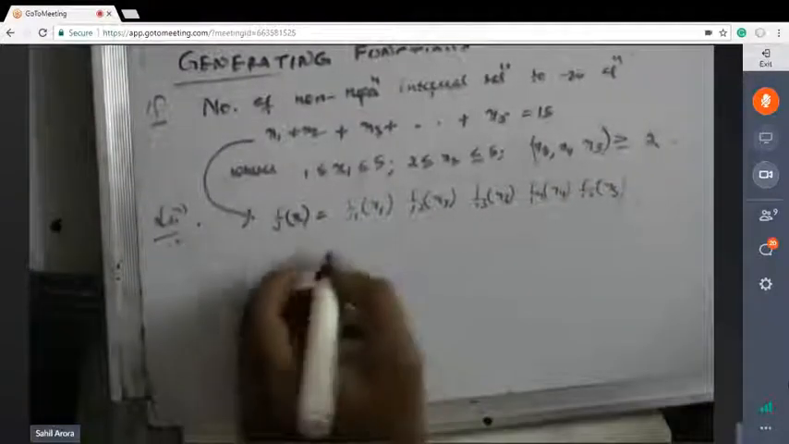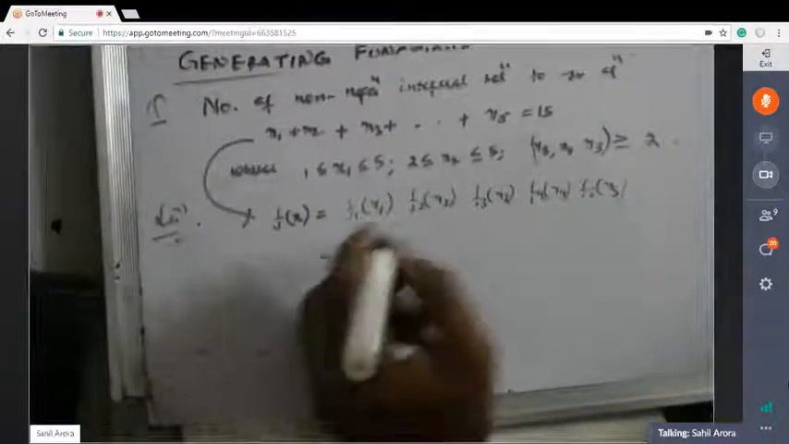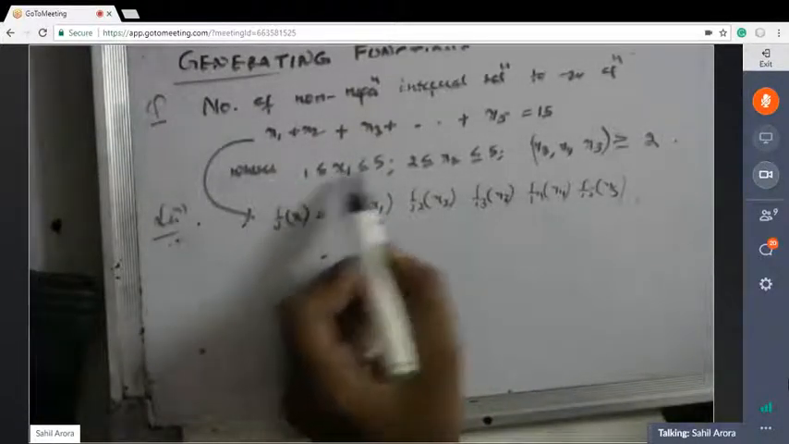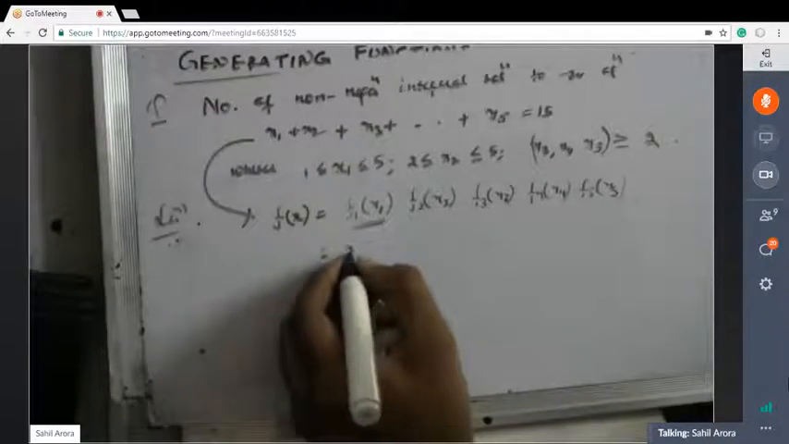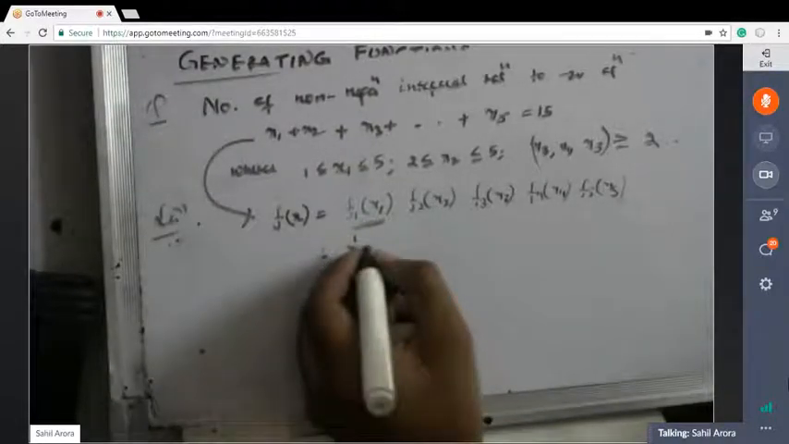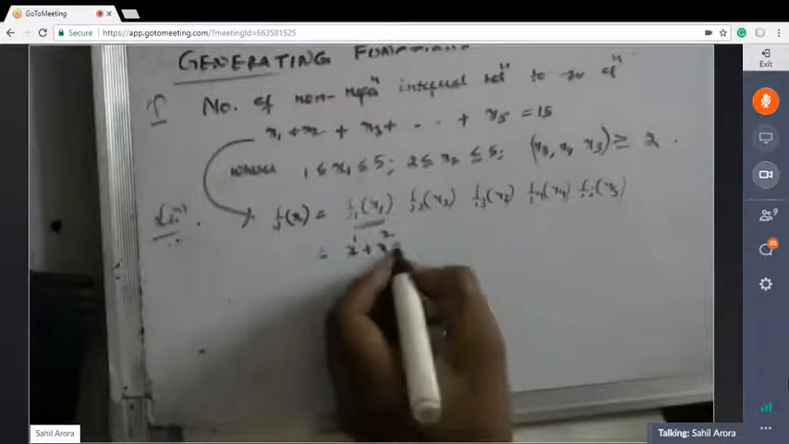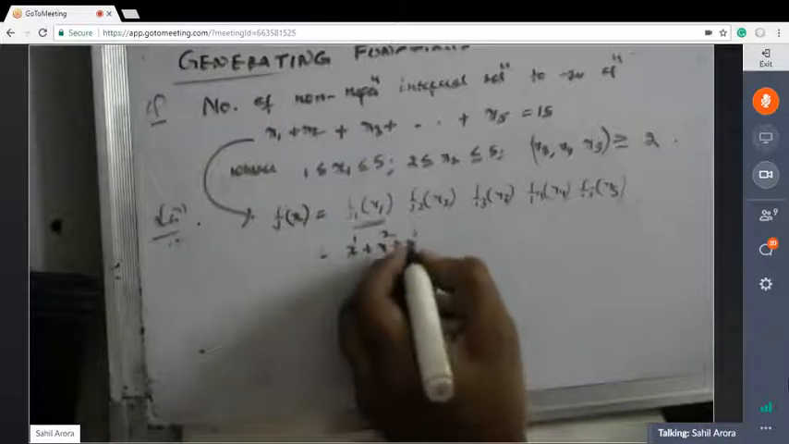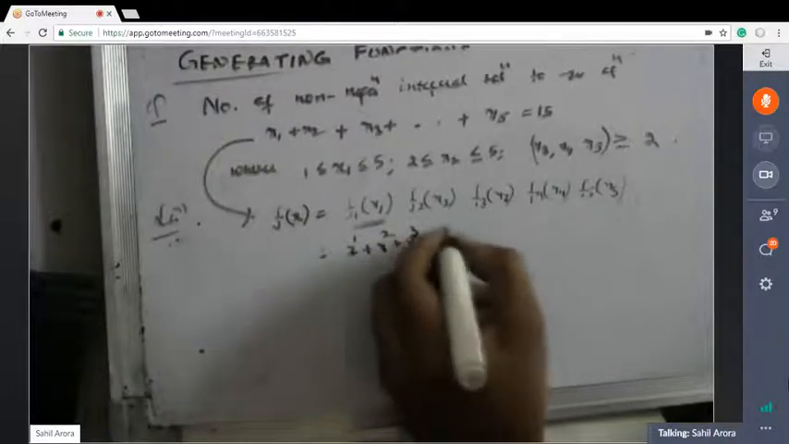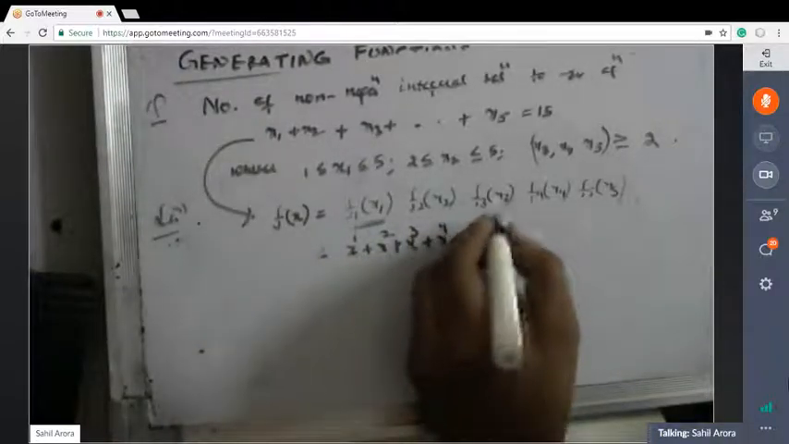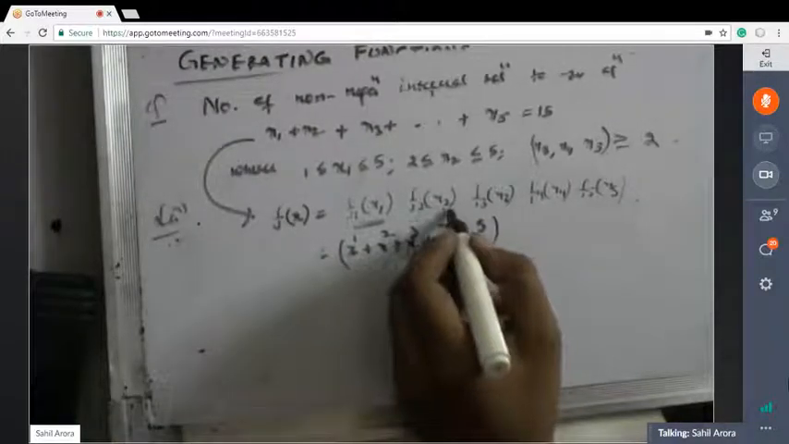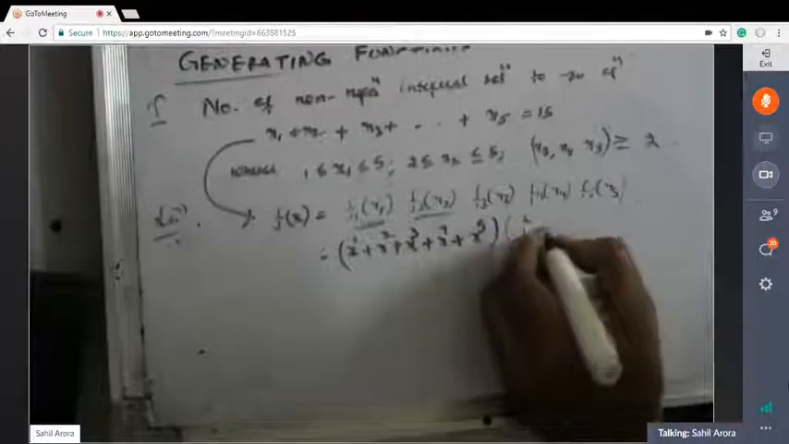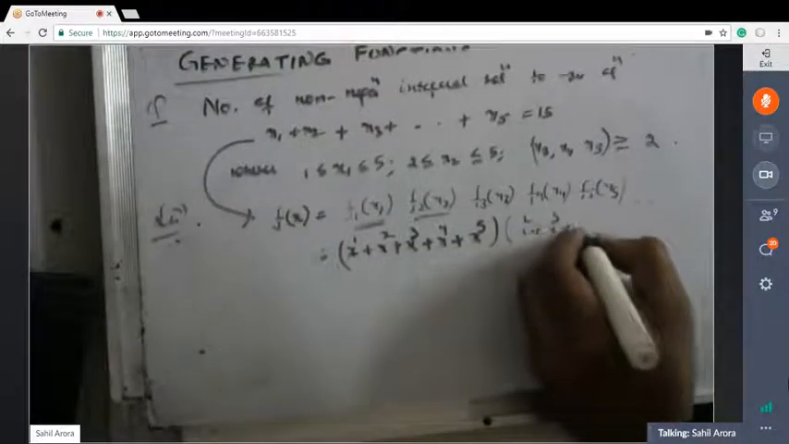Right. Now we know the generating function because of x1 would be what? They are saying that x1 would be between 1 to 5. So its generating function: x could be either 1, or 2, or 3, it could be 4 also, or it could be 5 also. Similarly, for x2, it will be from 2 to 5. So it will be x squared, it could be x cubed, and so on up to x to the power 5.